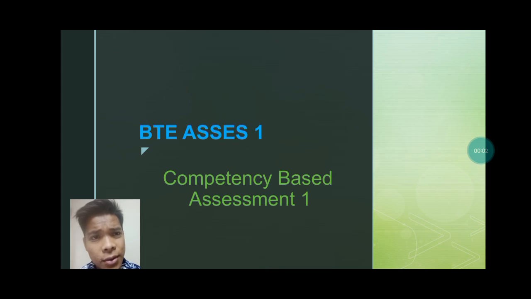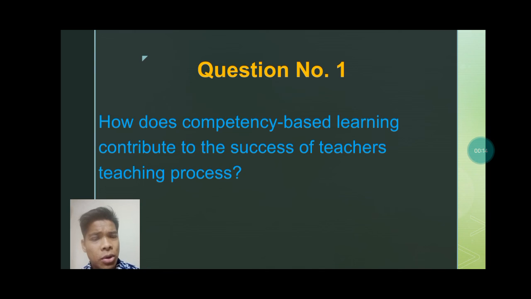Hello everyone. So today we are tackling the competency-based assessment one, which has questions. Question number one: how does competency-based learning contribute to the success of teachers' teaching process?